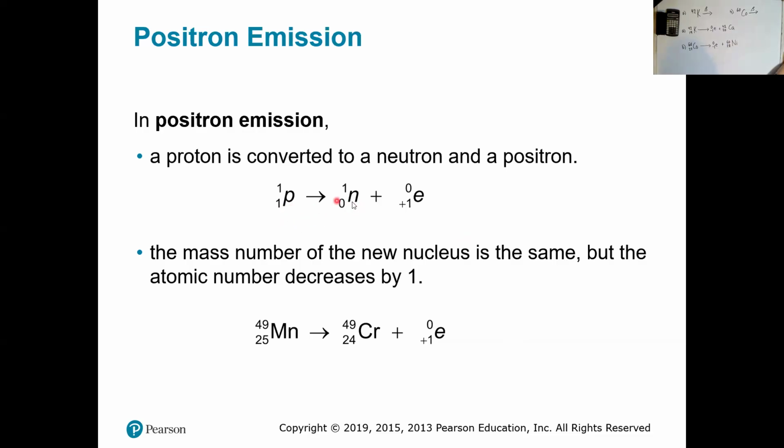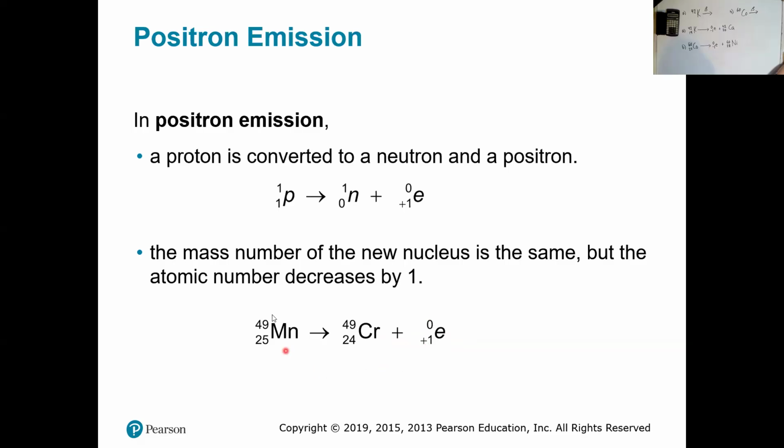The only way that a proton can become a neutron is if it gets rid of its positive charge. And so what you're seeing here is the representation of the positive charge that's being emitted. And this is what we call a positron particle. All right. So if we look at an example here, we have manganese 49, which has an atomic number of 25. And when it undergoes positron emission, its atomic number is going to decrease by 1 because one of its protons has turned into a neutron and it's getting rid of the positive charge.